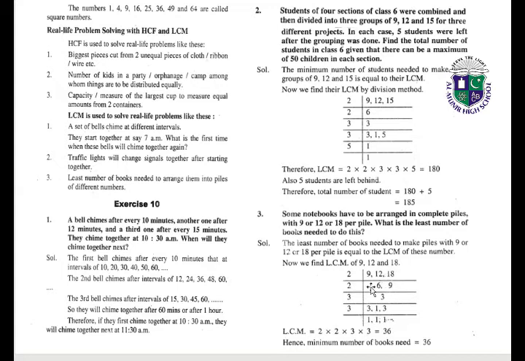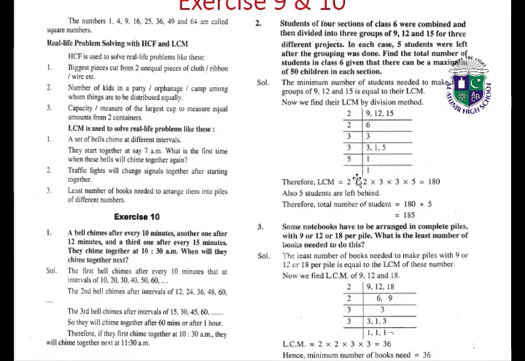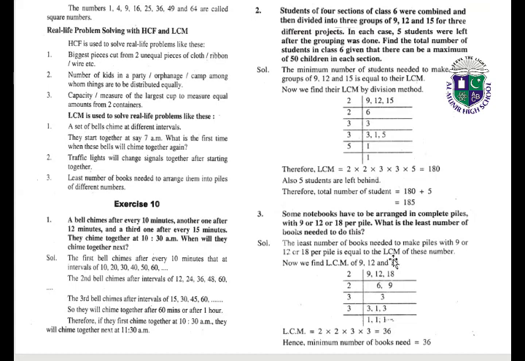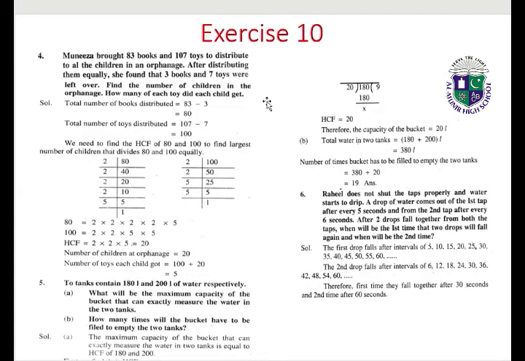2 sixes are 12, 9 carried on, and 2 nines are 18. 9 carried on, 2 threes are 6, 9 carried on and 9 carried on. 3 threes are 9, 3 ones are 3, 3 threes are 9, 3 ones are 3, 3 ones are 3. Least common multiple: 2 multiplied by 2, 2 twos are 4, 4 threes are 12, 12 threes are 36. Minimum number of books needed is 36.